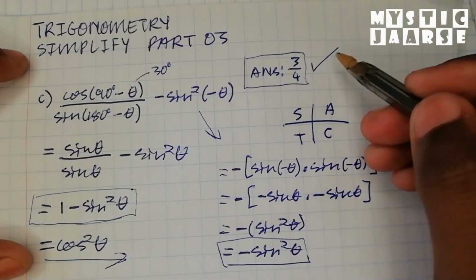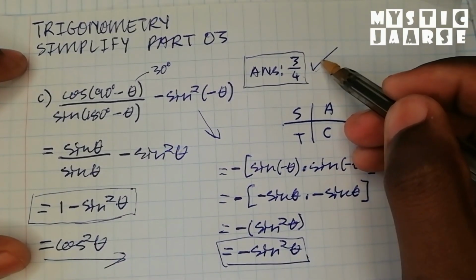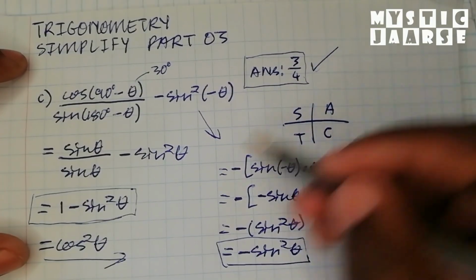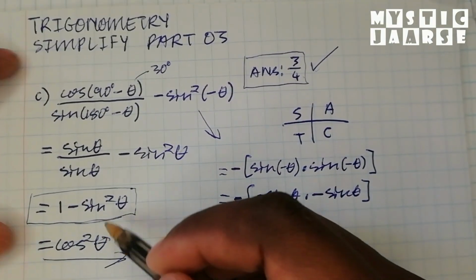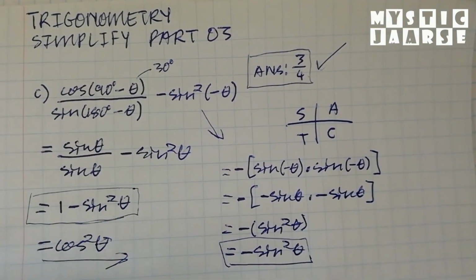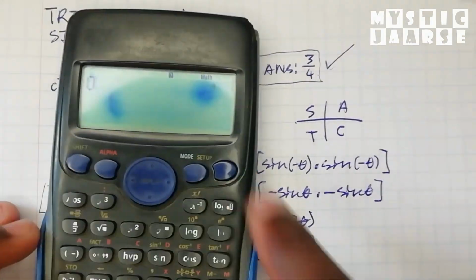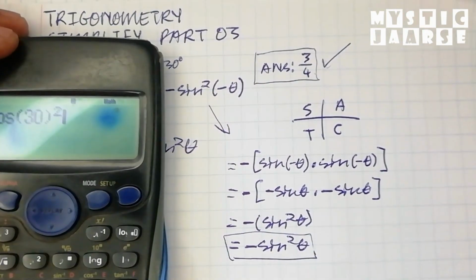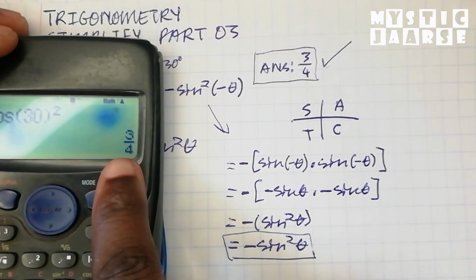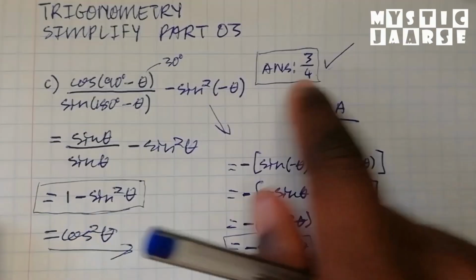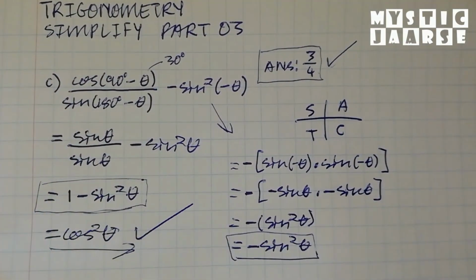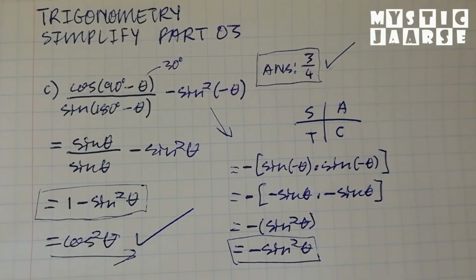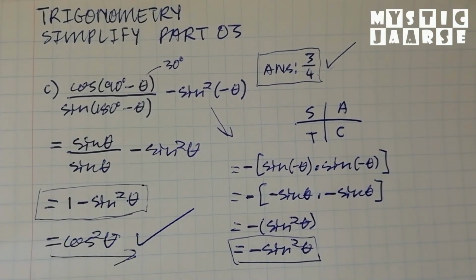But we need to check whether or not it is correct. But in order for us to do that, we need to replace this theta by 30 degrees in our calculator. So we have cos of 30 degrees squared. So this means we got it right. So there's no way you can get a 0 when dealing with simplifying trigonometric problems.